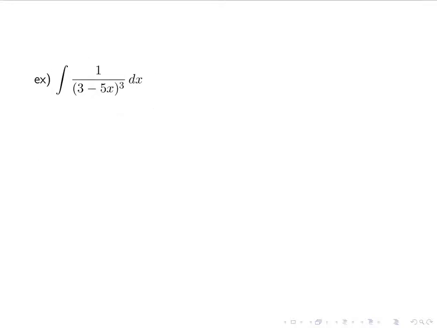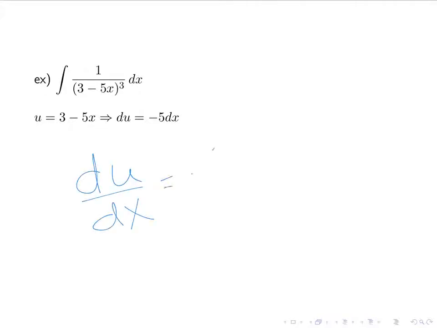Let's try another one. The integral of 1 over (3 minus 5x) cubed dx. U is the function being raised to the power, so 3 minus 5x. When I differentiate, I get -5, and then typically we don't do du/dx equals and then move the dx over. We typically just do it in one go. So this is really coming from du/dx equals -5.